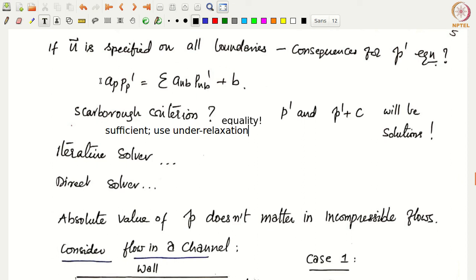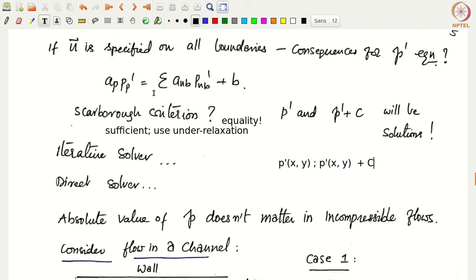Because now AP equals sigma NB, so whatever P prime equation you got in terms of your XY distribution will satisfy the equation that you get here. Not only that, your P prime XY, if you add a constant value of something, that will also satisfy your pressure correction equation, okay?